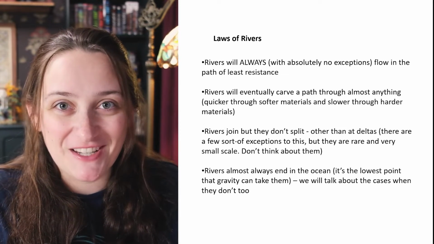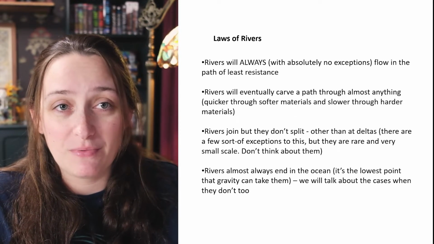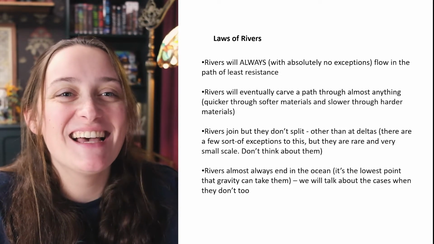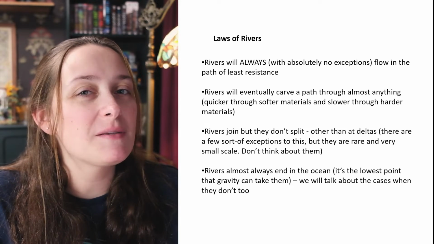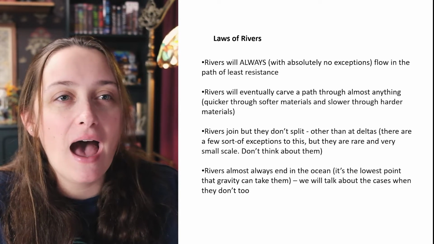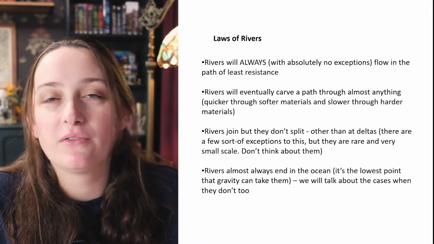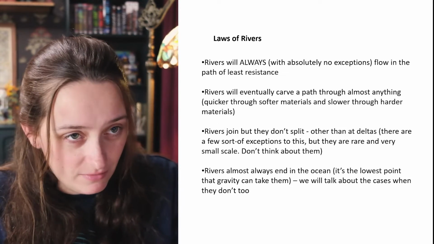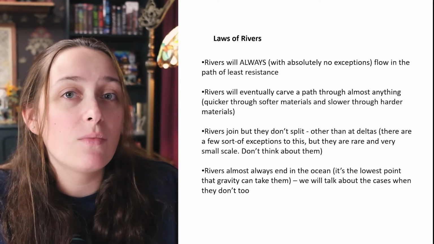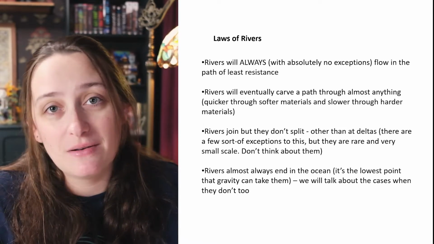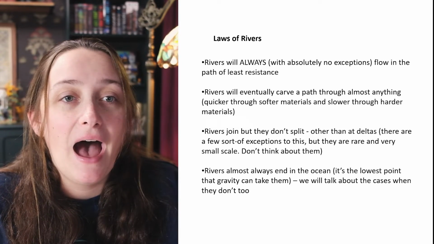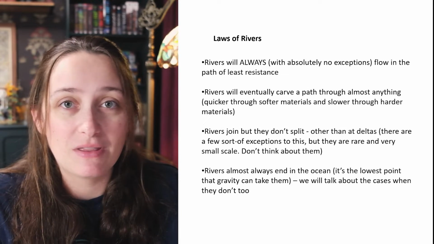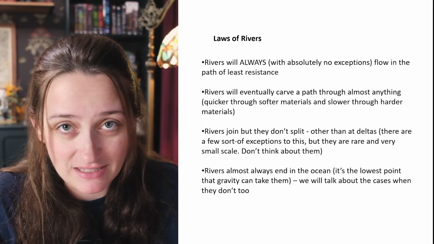So, laws of rivers. The most important thing to remember with rivers and any wetland feature is that they are made of water. Surprise! And it may seem obvious, but you would be surprised by how many people forget this. Water will always follow the pull of gravity along the path of least resistance. When it's raining, water droplets will travel down the window. In the shower, water will fall down to the ground and then make its way to the drain. And so, a few major laws of rivers. First, rivers will always, with no exception, flow downhill in the path of least resistance.